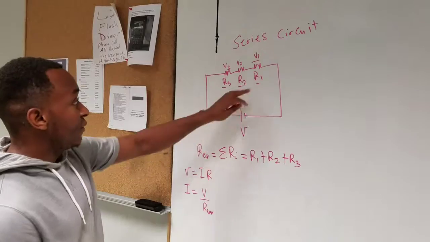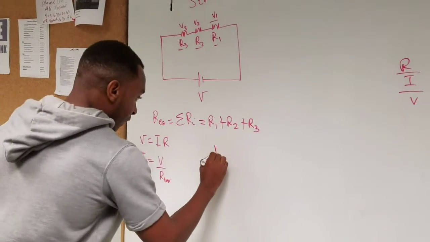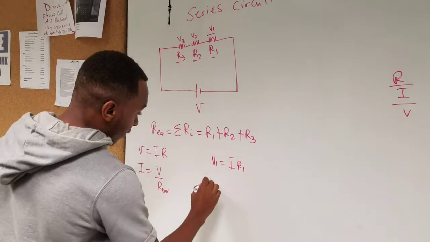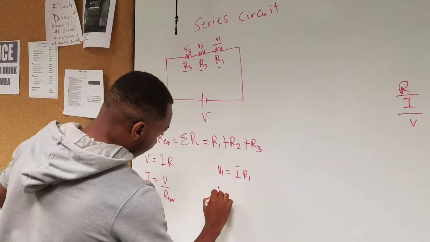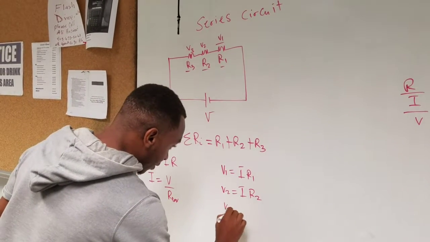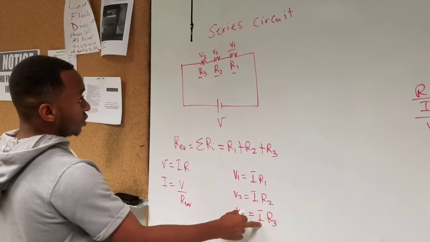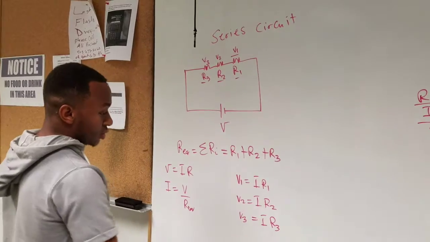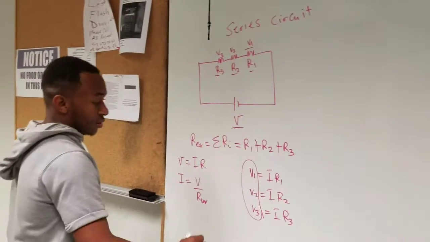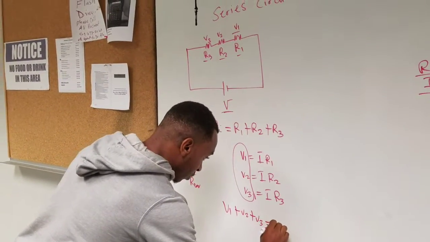Now, if I'm trying to find the voltage I have on this resistor, I'm going to say V1 is equal to I R1. To find the second one, I'm going to say V2 is equal to I R2, and V3 is going to be I R3. Remember, the current is always constant throughout the entire circuit. The summation of all these three should give me my V. So V1 plus V2 plus V3 should be equal to V.